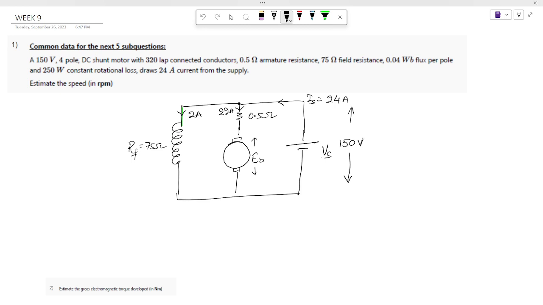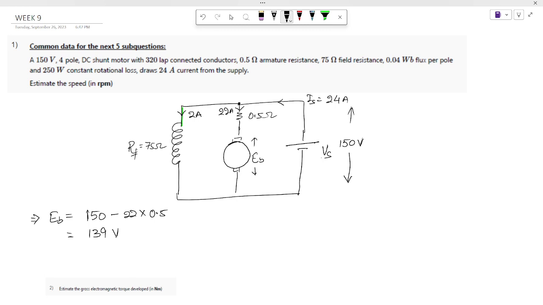Now calculate what will be EB under such conditions. What will be EB? 139. That is 150 minus 22 into 0.5, which will be 139 volt.